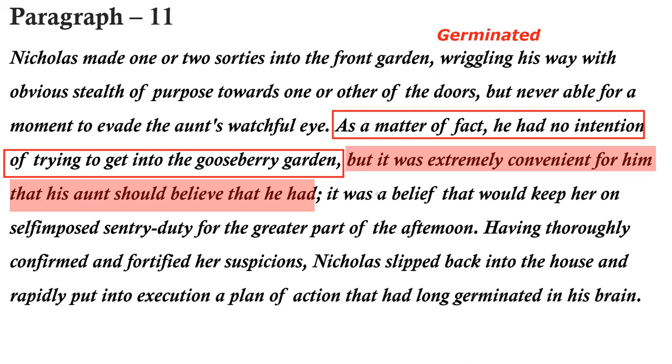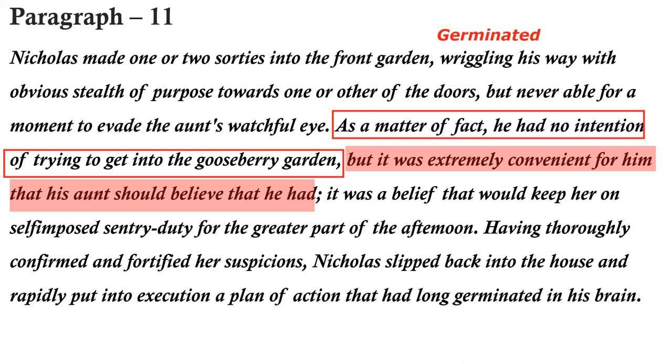Same thing happens here. Nicholas wanted to prove that even though you said I can't enter the gooseberry garden, I can, and I entered without being noticed. That is the challenge. It was a belief that would keep her on self-imposed sentry duty for the greater part of the afternoon. So Nicholas also knew that.